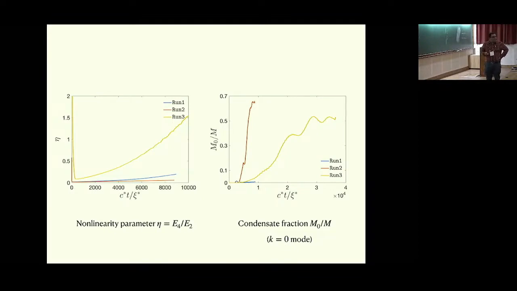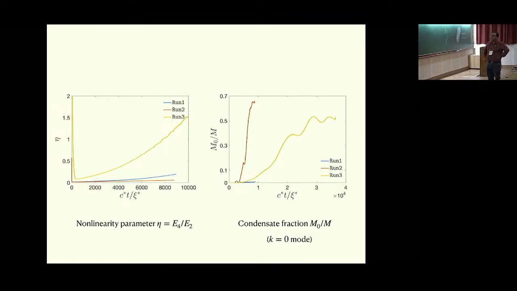But as time progresses, these are non-stationary turbulent states. So you see that the nonlinearity of run 3 increases and becomes 1, and later on we will see that there is condensate formation. But run 2 remains very weakly nonlinear, or eta remains very small throughout. Run 1 also picks up, but again remains very small.